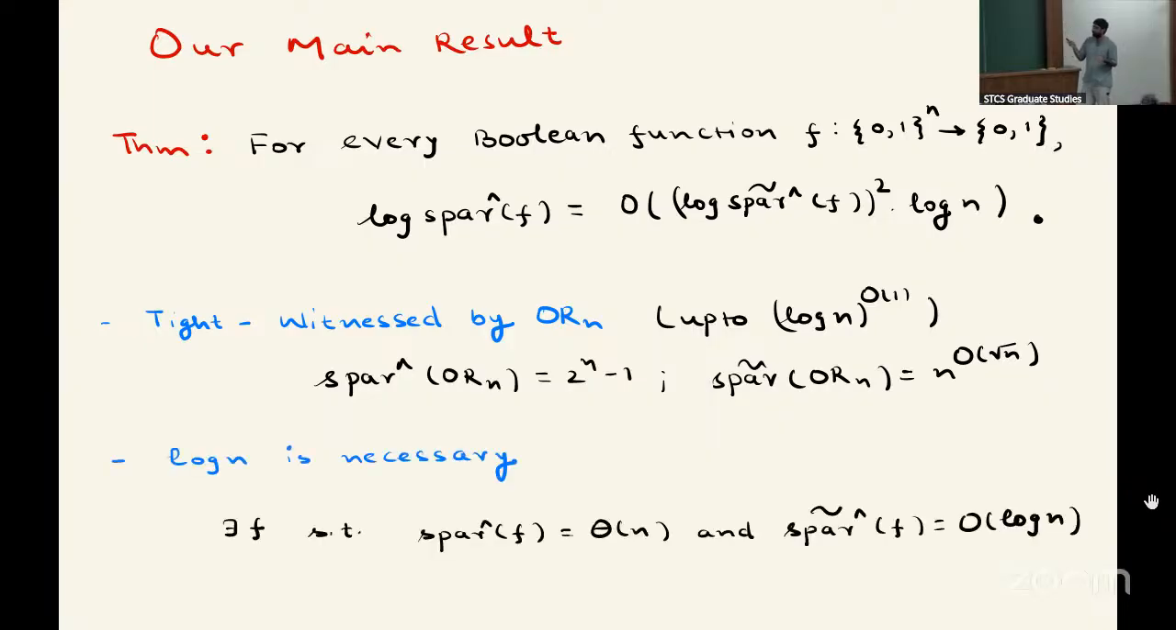Moreover, we can say the log n is necessary because we know there is a function whose exact sparsity is theta n, but whose approximate sparsity is just order log n. So you need to have some log n multiplicative factor or some additive log n factor in your relationship. You can't just have a relationship without any dependence on n.